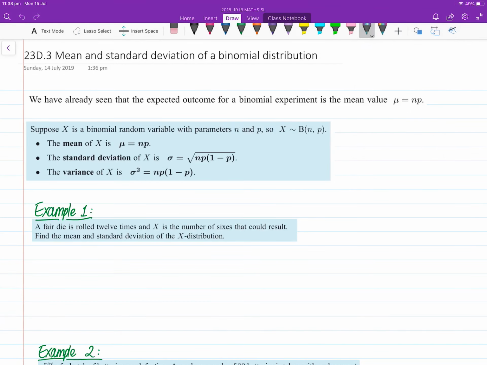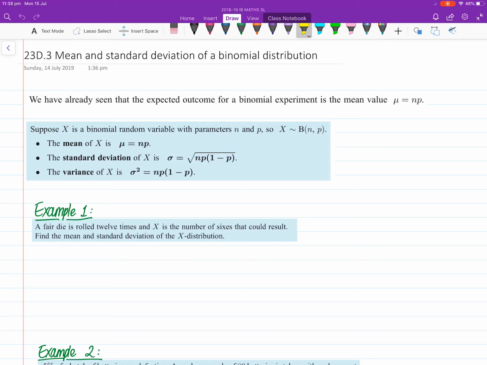Okay, Year 12, this is the last one for chapter 23, which is D.3, on mean and standard deviation of a binomial distribution. Now, we've already talked about standard deviation and variance back in our other stats chapter. But here we delve into it a little bit more, and relate it to situations where we're talking about probability. So these formulas are a good little reminder up the top here.